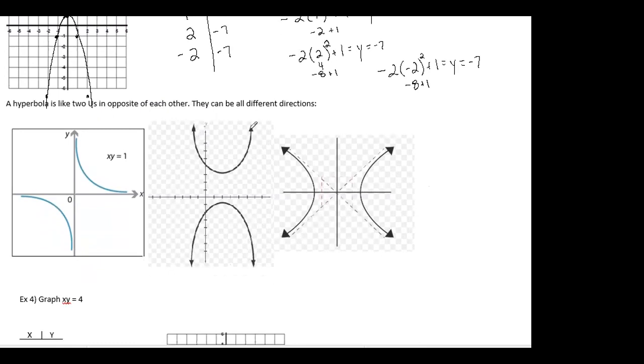So sometimes we'll see them up and down. Sometimes we'll see them sideways. And sometimes we'll actually see them kind of at a diagonal. Okay, so what you're going to be looking for in a hyperbola is two u's opposite of each other. So when I draw this, this line never connects to this line, which is different than what we've seen in all of our other graphs.